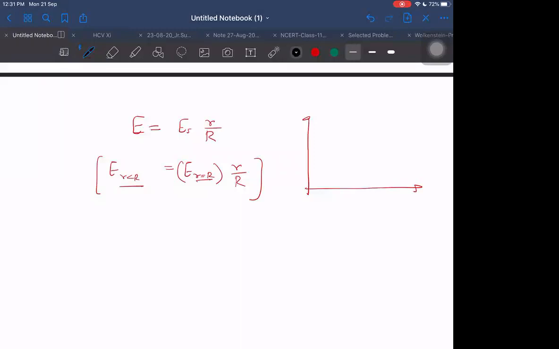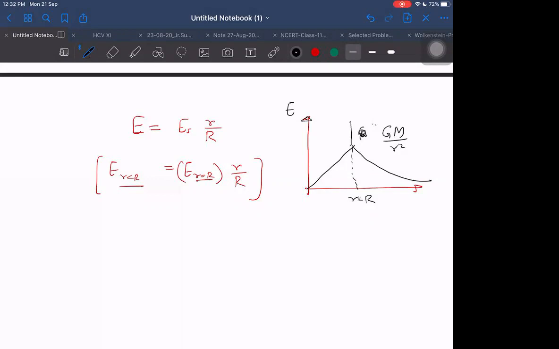The diagram will be like this now, as I was drawing. Increasing inside, and then outside it decreases. The maximum is at r equal to R, on the surface only. For r greater than R, as we already know, it will be just like a normal point mass, GM by r square. This is E outside, just like a normal point mass only.